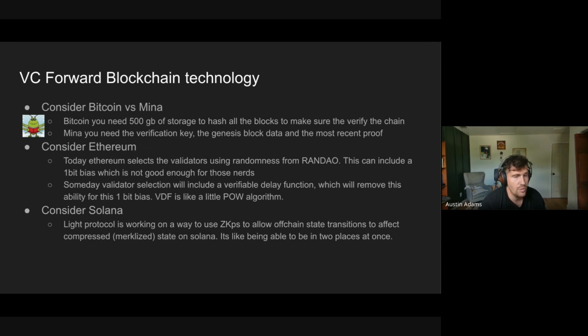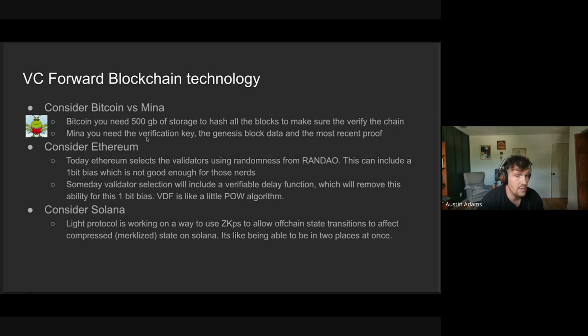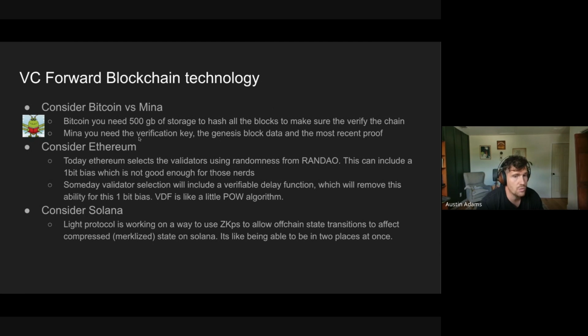With Mina, you don't need any data. You just need the Genesis block, which you have to find from a trusted source, of course, but you can get that from multiple sources and double check to see if it's correct. And you need the most recent proof. Then you're not necessarily trusting that you got the right 500 gigabytes of data. You don't need to keep 500 gigabytes of data around. You basically just need the verification key, Genesis block, and the most recent proof. The only reason you would need the verification key is because you can actually derive the Genesis block from the verification key on Mina, which is kind of cool. So there's only one artifact there, trusting that's the right verification key that matches up with the circuit.